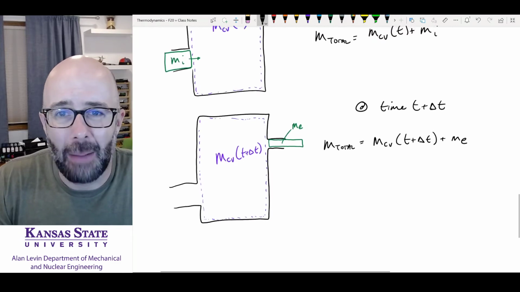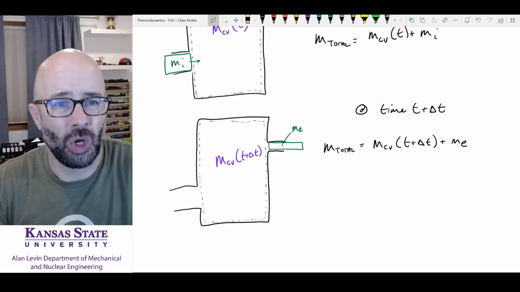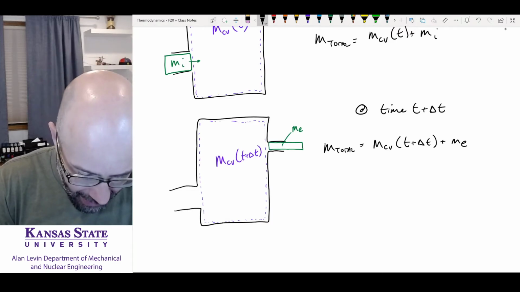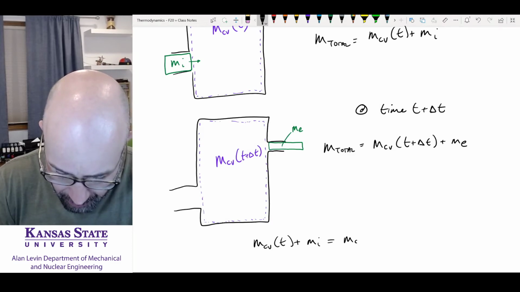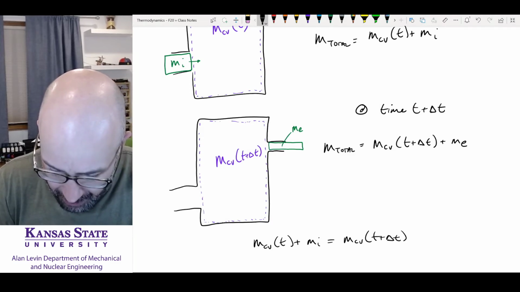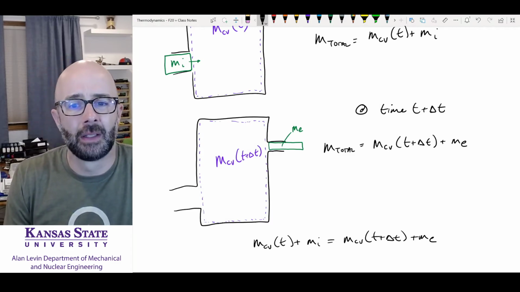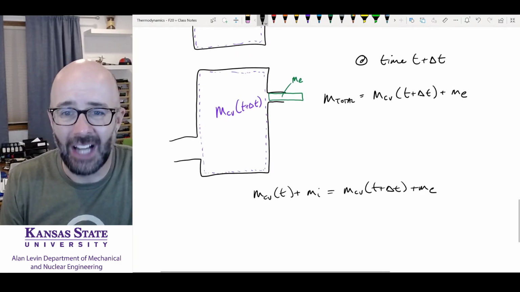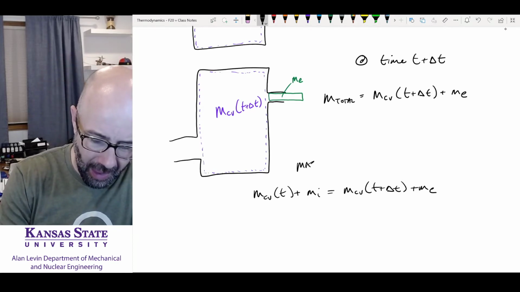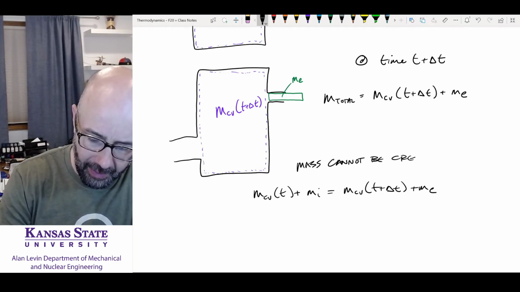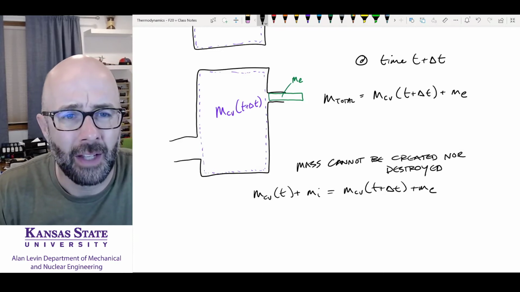Now we know mass cannot be created nor destroyed, so the total mass in both of these cases has to be the same. So I'm going to say the mass of the control volume at time t plus my mass coming in must equal the mass of my control volume at time t plus delta t plus my mass coming out. I think you will agree with me that is true, because mass cannot be created nor destroyed. Let me put that here. Mass cannot be created nor destroyed. Anytime we can get to use the word nor, that's a good day.